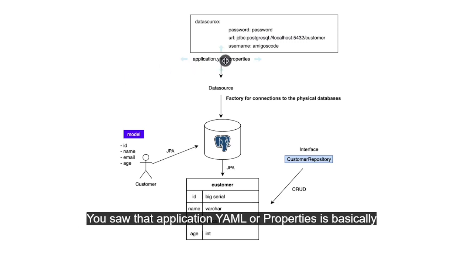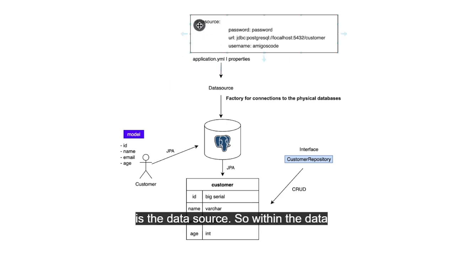You saw that application.yaml or .properties is basically a configuration file that we can define a bunch of properties for our application. And one of the properties that we need is the data source. So within the data source, we can actually configure a bunch of things, including the password, the URL, the username.